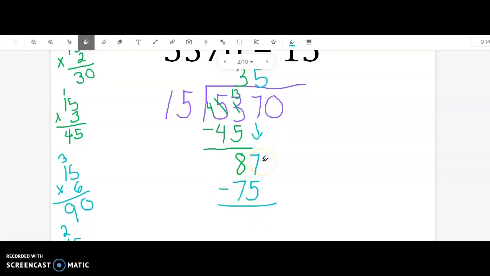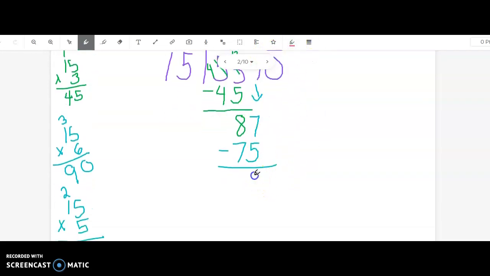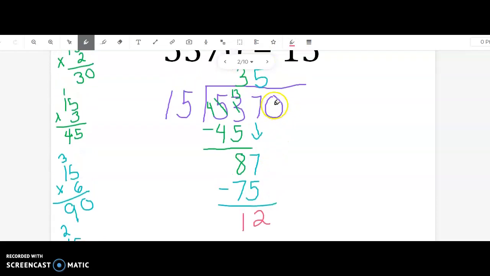So let's see here, and I'm gonna change my colors. Keeping it fresh. Okay, so 7 minus 5 is 2. And 8 minus 7 is 1. And I've got to bring down my last digit. I can't ignore it. Even if it's a 0, I still can't ignore it. So now I've got to find out, well, how many times can 15 go into 120?